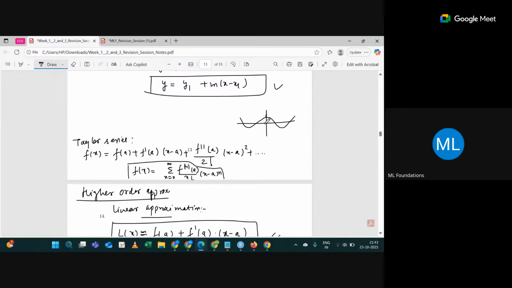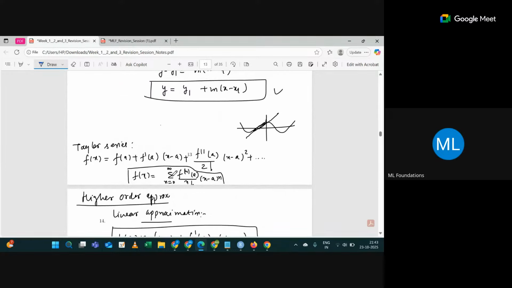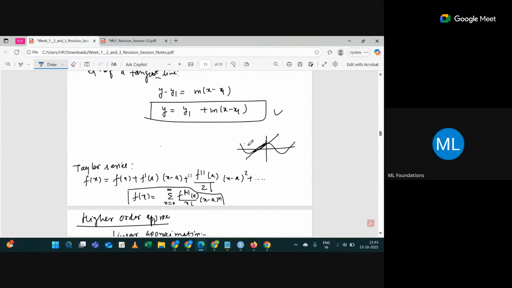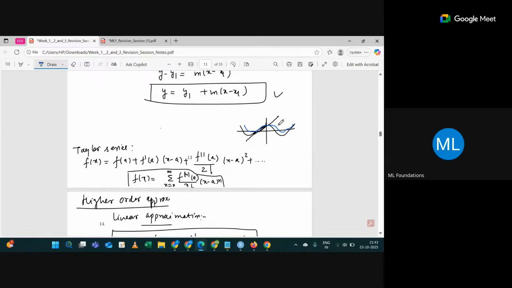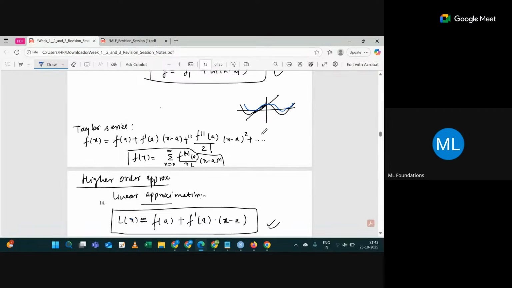Suppose you are applying linear approximation. It will approximate something like this at a point. Now suppose you are applying quadratic approximation. It might approximate something like this. If you go to a higher order, it will approximate much more closely. Got the idea? This is not the correct graph, but I'm just giving you a rough idea.